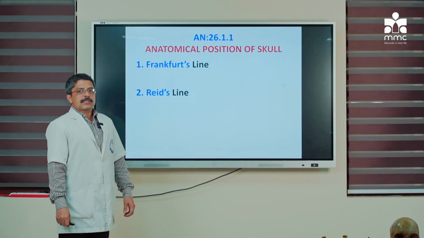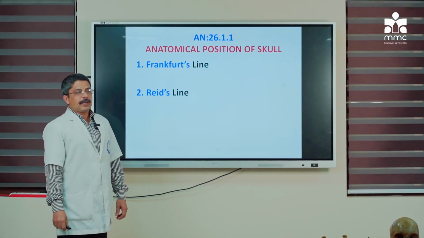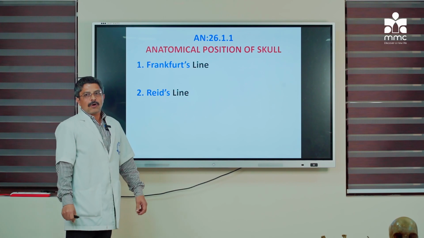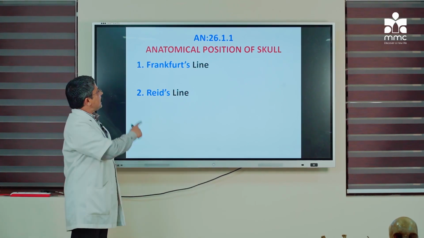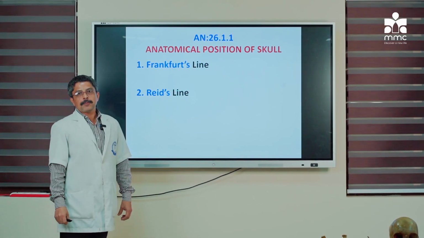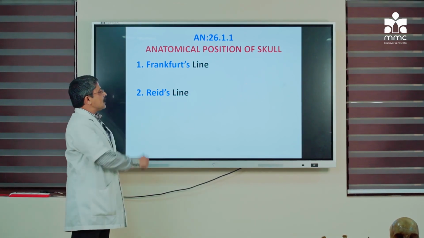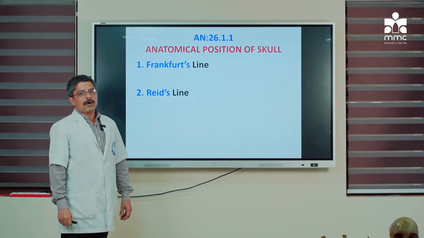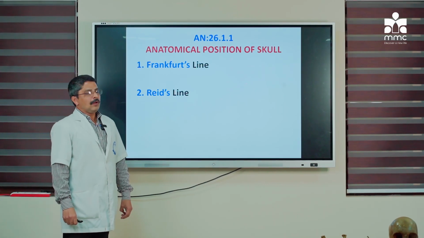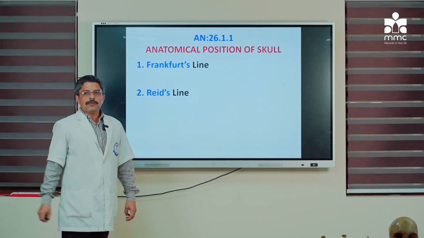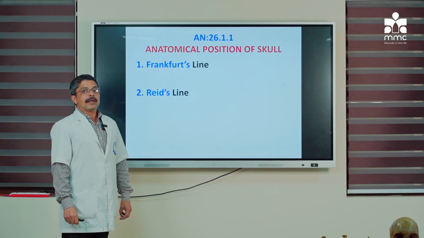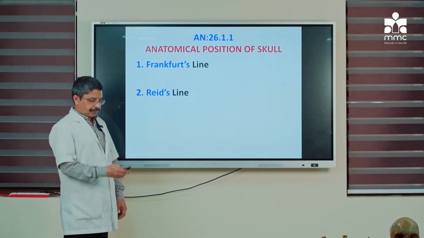The anatomical position of the skull is determined by means of two lines or two planes. The first plane is called Frankfurt's plane or Frankfurt's line. The second one is called Reid's line or Reid's base plane. So these are the two planes which determine the anatomical position of the skull.